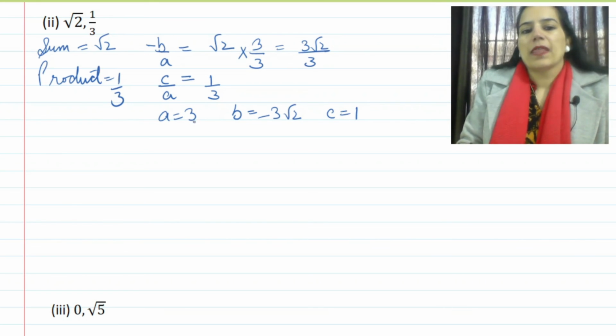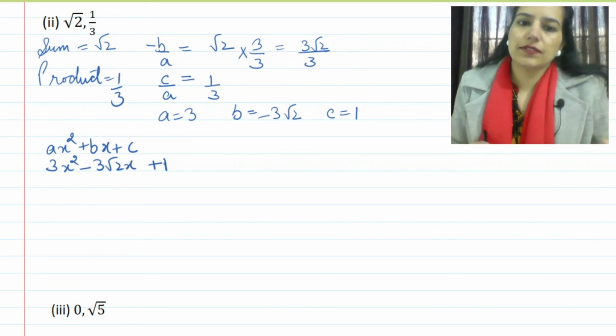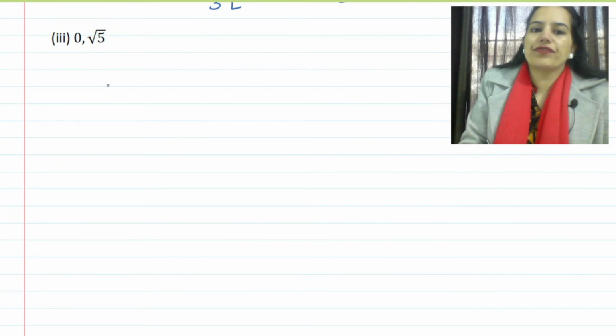c is 1. And what is the standard equation? ax square, standard polynomial, bx plus c. Let's put the values. 3x square minus 3 root 2x plus 1. That's it. You're done.